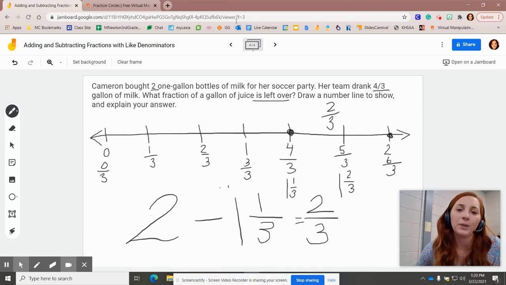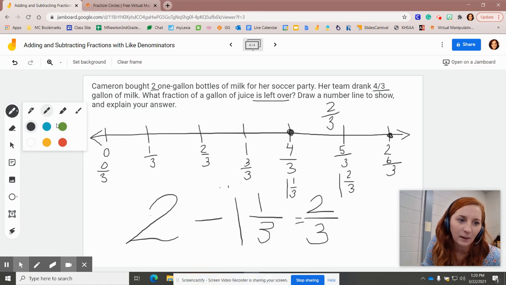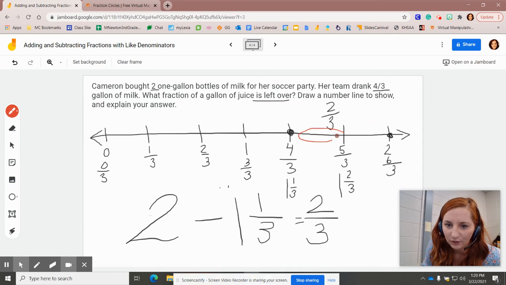Okay, so there's 3 different ways that you could solve this problem. You could do subtraction with improper fractions, subtraction with mixed numbers, or you can use the number line and count the spaces in between to see the difference.